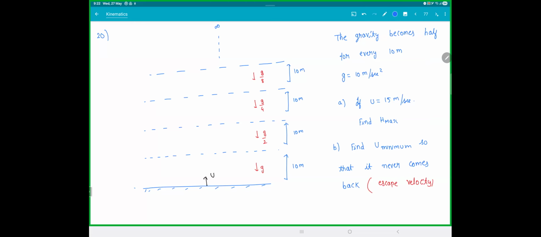Are you getting the question here? If you throw with 15 meters per second, find h max. Second thing, there's a minimum speed which you should throw. Because the gravity is continuously decreasing, there is a chance this might never come back. So what is that minimum speed so that the particle escapes to infinity? This is also called escape velocity. For Earth, the escape velocity is around 11.2 kilometers per second, neglecting air resistance. If you kick something with 11.2 kilometers per second, that's really fast, you will leave the Earth.